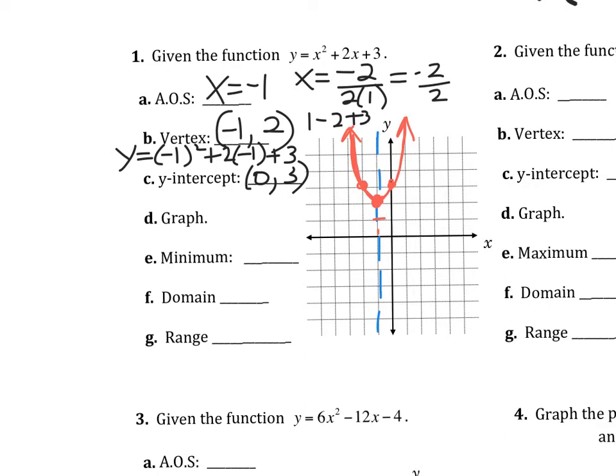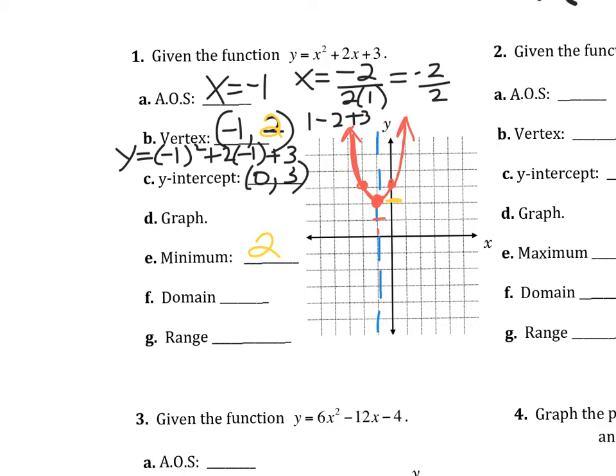Okay, now this graph has a minimum. The minimum is the y value that it goes to, the lowest y value. And as you can see here, that would be this right here, which is at 2. Now that just so happens to be the same number in the vertex. It's not a coincidence. It's always going to be that way.